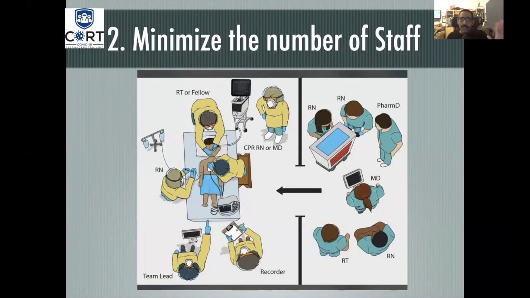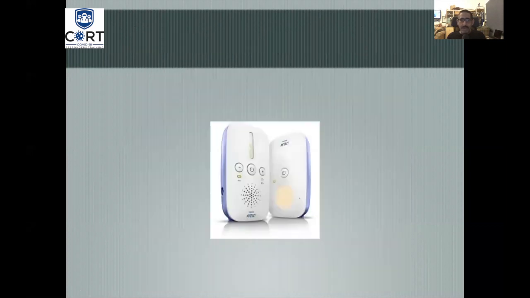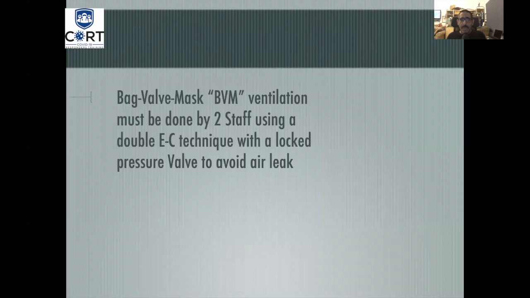Other than that, we don't use that room for anything else except for procedures, like intubation, then take the patient out. CPR, then take the patient out. Does this make sense to everyone? Please leave questions to the end, but does this make sense? Let's move on. We spoke about the baby monitor, we spoke about the Lucas.